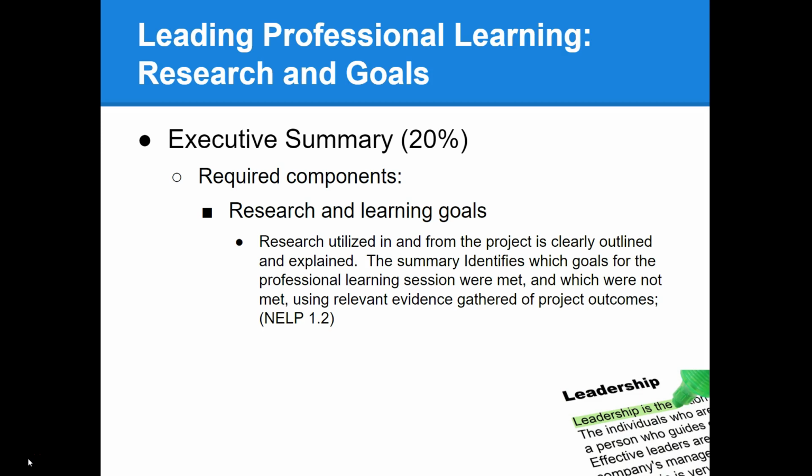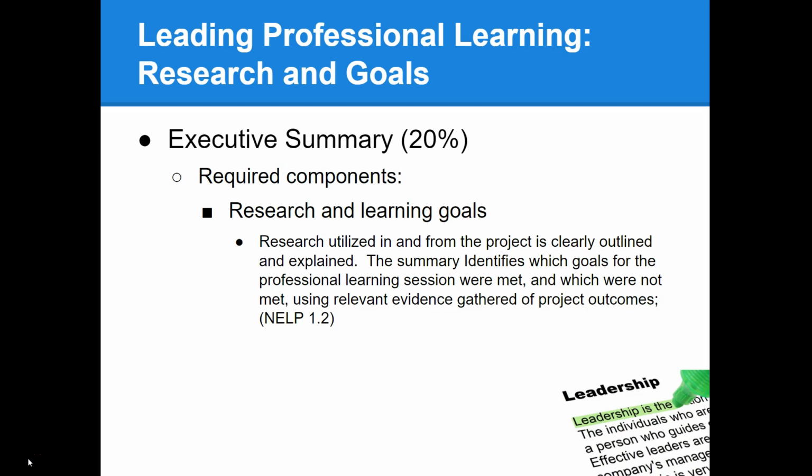Again, your research and learning goals. Go ahead and take a look at this for a second. In the proposal, you laid out goals that you were hoping to meet. In the executive summary, what you're going to do is talk about the goals that were met and which were not met. Like I said, even the best plans don't always go as planned. So just tell me why some of those goals were not met.